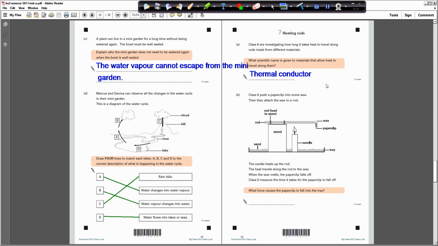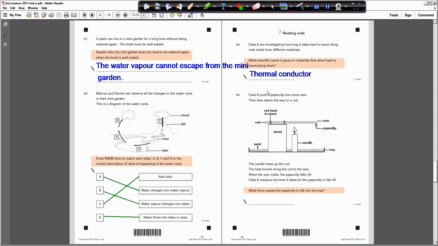Okay. You have a wooden spoon that your mom uses for making the pot, so she doesn't burn her hands. Is that a thermal insulator or thermal conductor? Thermal insulator, because it protects her hand from the heat traveling through it. Excellent. Well done. Good.